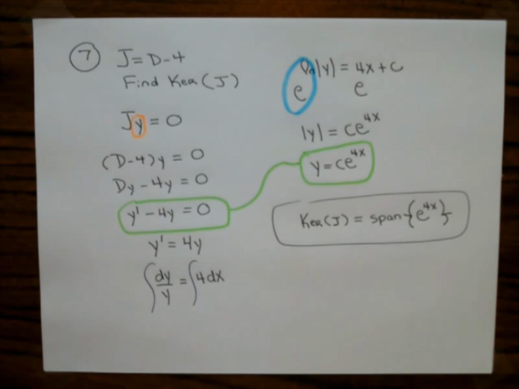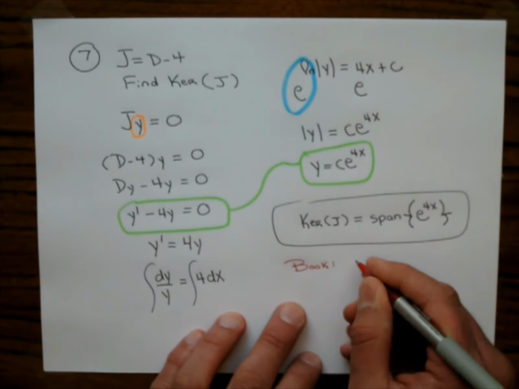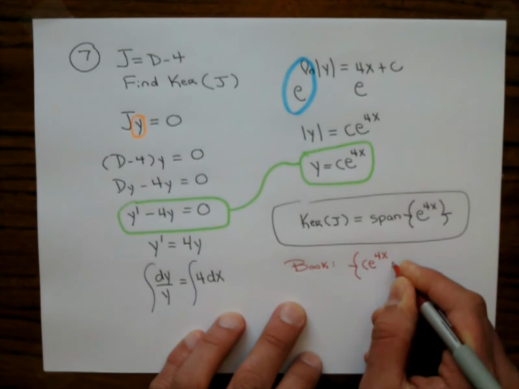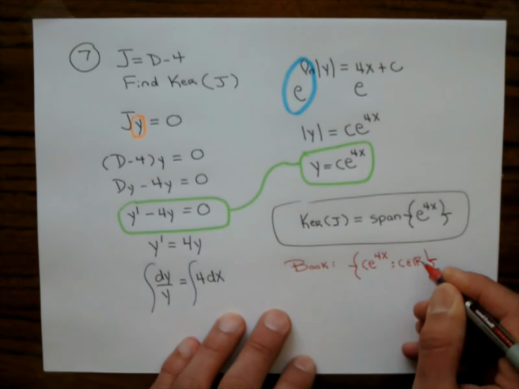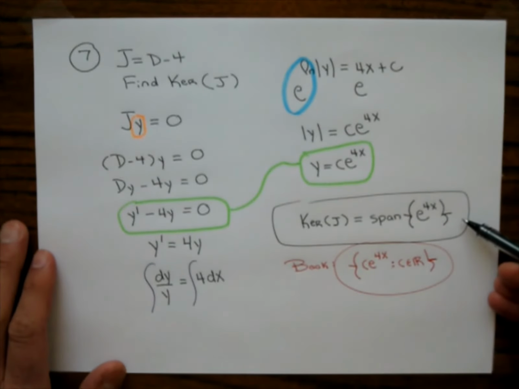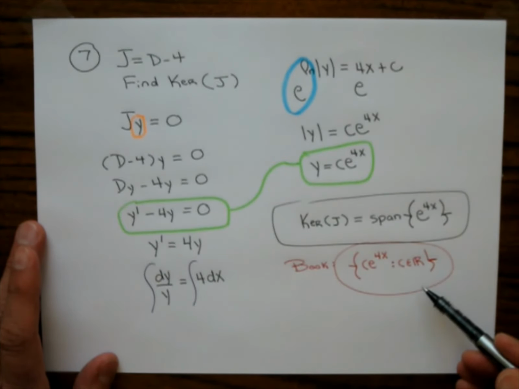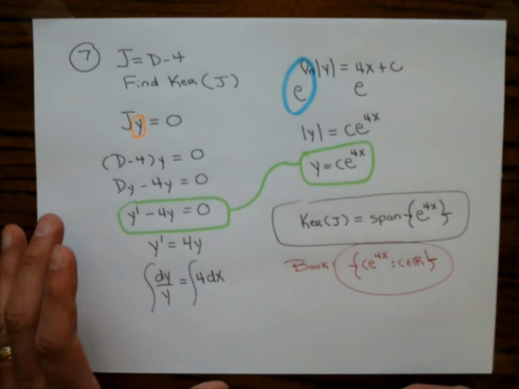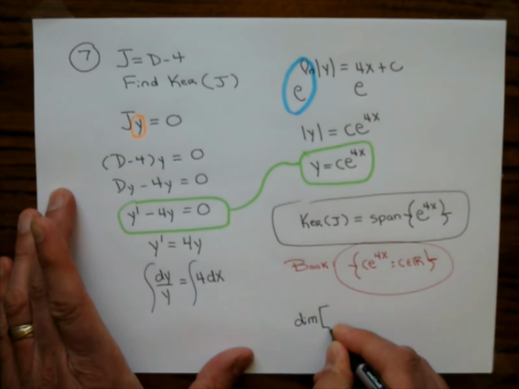What your book is going to do is write the kernel as c e to the 4x such that c is an element of R. So they're going to use the set builder notation only just because they're amateurs. Here we have this great notation that we learn, and they teach it in their book, yet they're like, oh, let's go back to this because we're feeling maybe insecure with span. I don't know what it is. Anyway, both are acceptable. So we're done with this problem. We're finished. So I'm just having a math nerd moment.